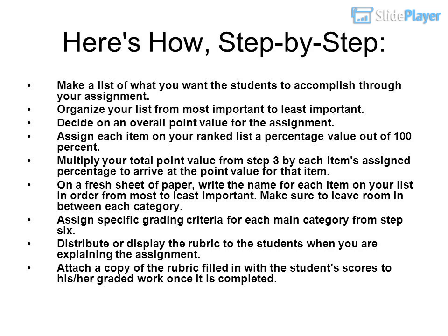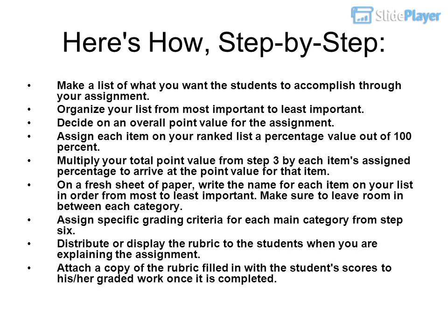3. Decide on an overall point value for the assignment. 4. Assign each item on your ranked list a percentage value out of 100%. 5. Multiply your total point value from step 3 by each item's assigned percentage to arrive at the point value for that item. 6. On a fresh sheet of paper, write the name for each item on your list in order from most to least important. Make sure to leave room in between each category.